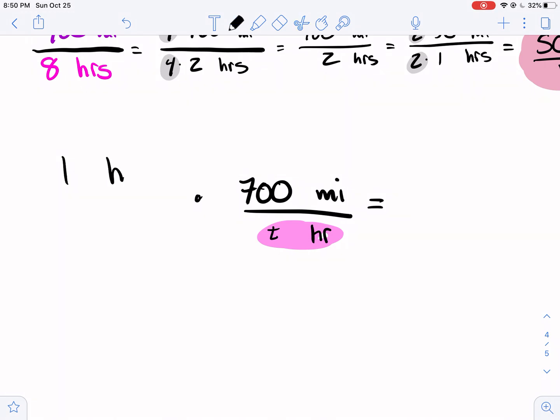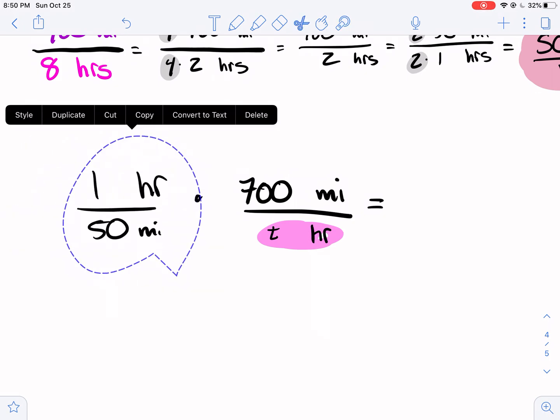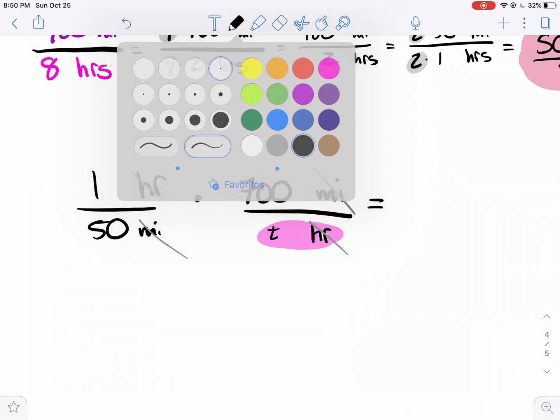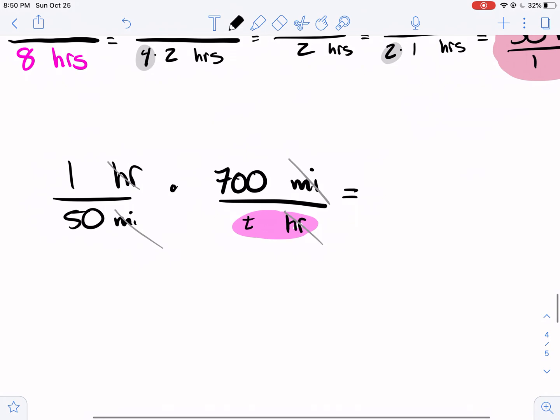So instead of writing 50 miles per 1 hour, we're going to write 1 hour per 50 miles. And now watch what happens. The hours cancel out. And the miles cancel out. And we multiply across. 1 times 700, my favorite thing. Oh, but now the whole thing's upside down.